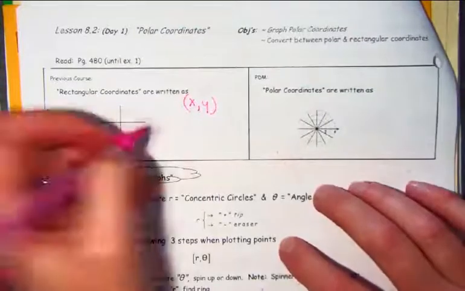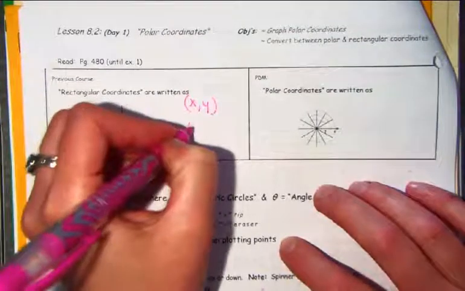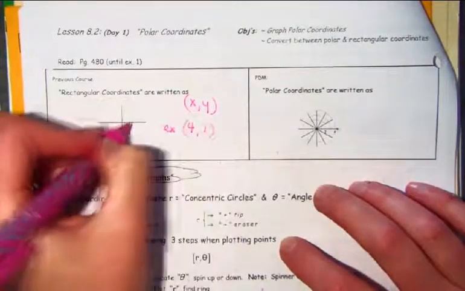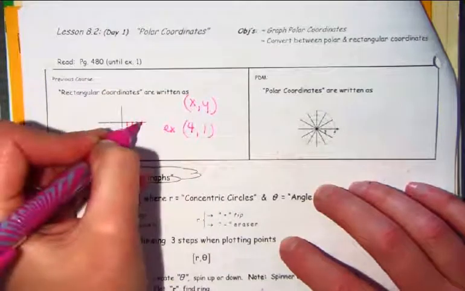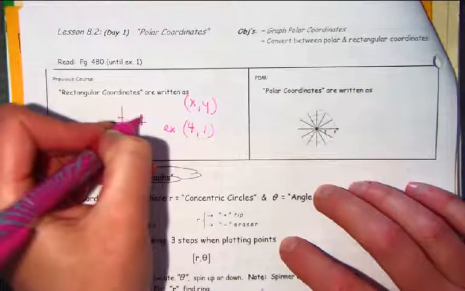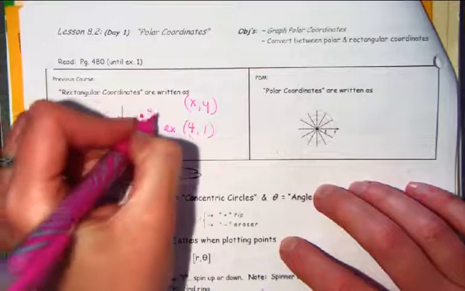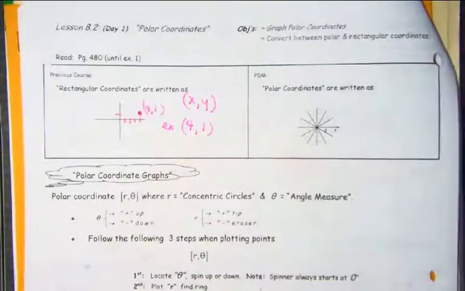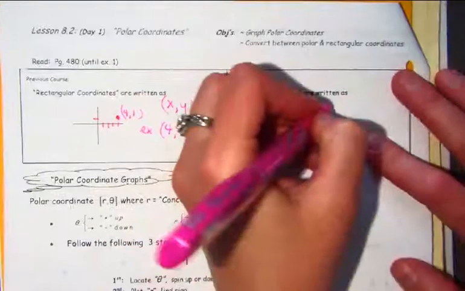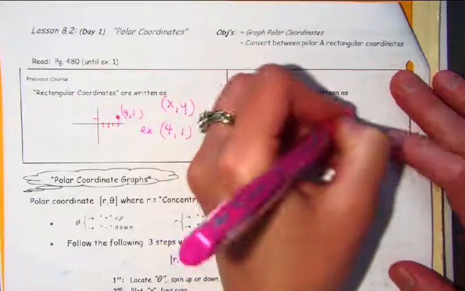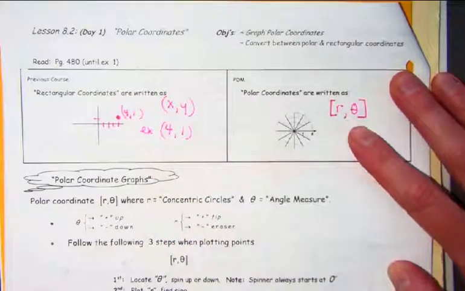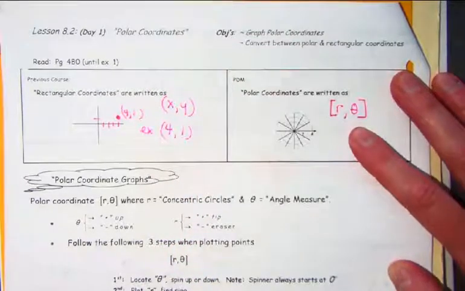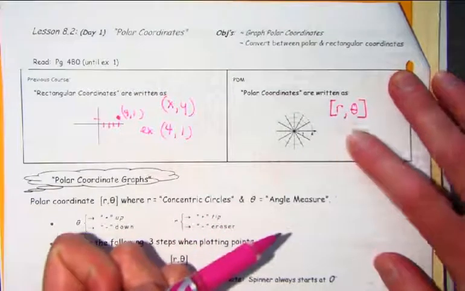And if we were to do something like an example, (4, 1), we could easily graph that by moving over 4 units and up 1 unit, and we would have a point right here at (4, 1). Our polar coordinates are written in a different manner. They're written in brackets with a radius and an angle, a theta. And we use brackets instead of parentheses.